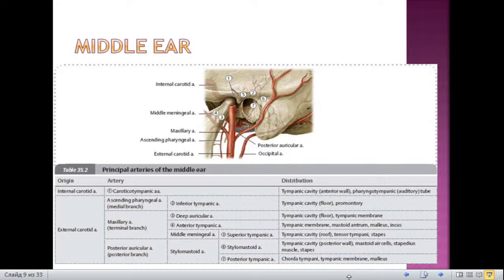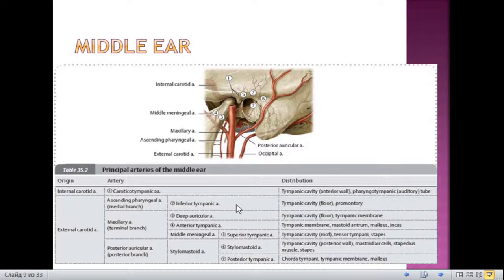Also it supplies stapes, and also it supplies tensor tympani muscle. After that, inferior tympanic artery. This artery is the branch of the ascending pharyngeal, which originates from external carotid. Inferior tympanic artery enters tympanic cavity through the tympanic canaliculus, and it supplies the floor of the tympanic cavity and also the region of the promontory.